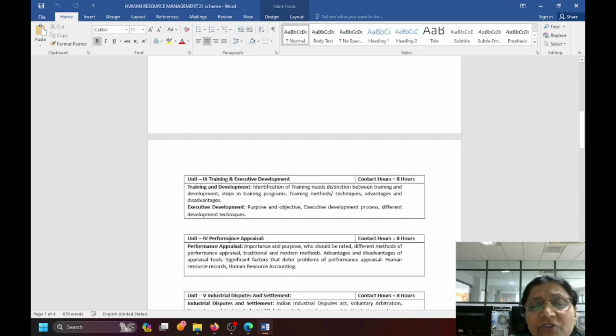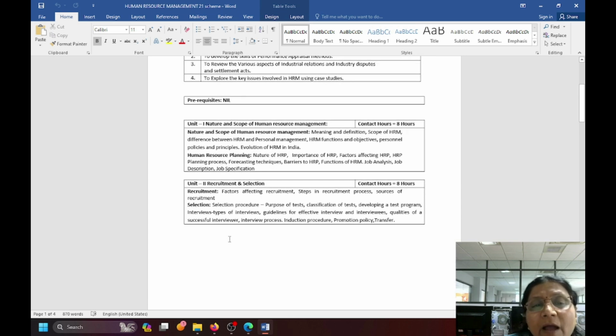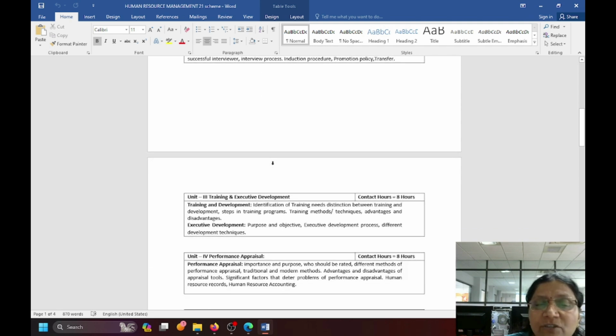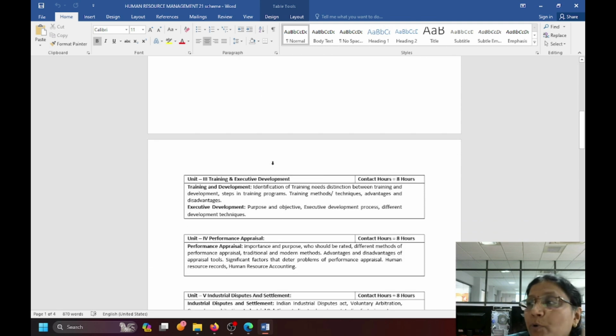Then comes the third unit, that is training and executive development. Once you identify the prospective employees, make them apply for the job, make them write the aptitude test or any other test depending on the type of the job, conduct the interview, and then select the employees. Once you have done that, we are supposed to give them proper training, on the job or off the job, to improve their skill or knowledge about our industry or the job which will be given to them.